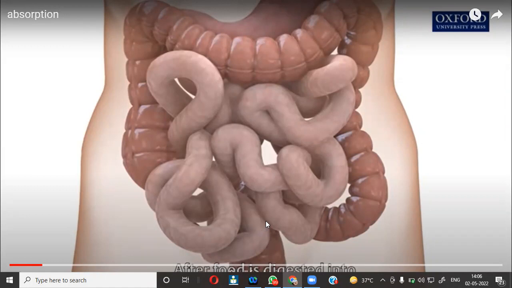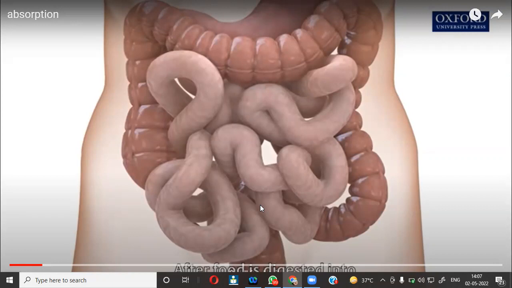How will you justify? In previous classes, we have read that the small intestine is very long, 6 meters. It is divided into 3 parts: anterior duodenum, middle jejunum, and posterior ileum. Now, the duodenum receives digestive enzymes of 2 major glands. One is the liver and another one is the pancreas.